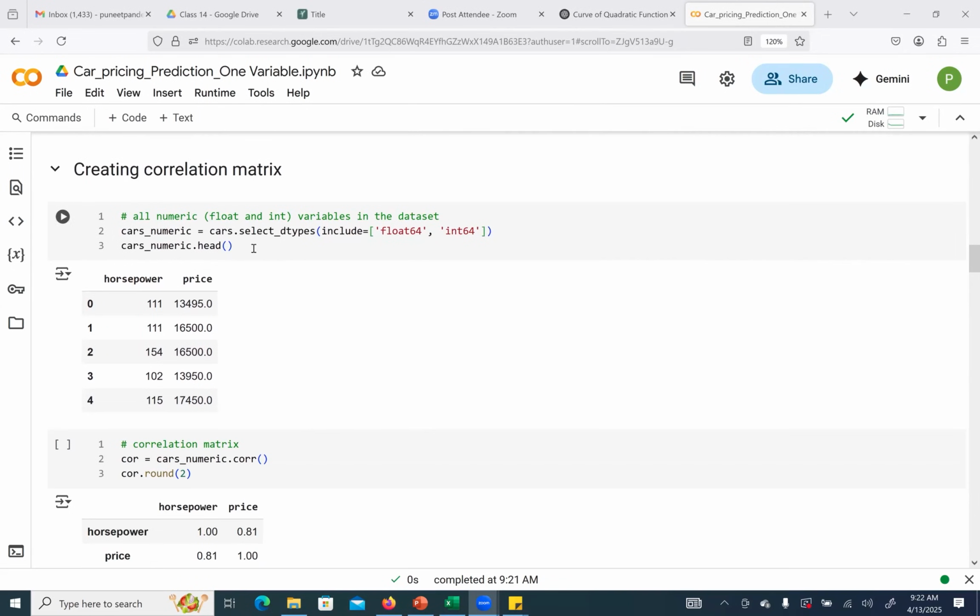So the first thing I'm doing is writing generic code so that we can use it later also. I'm first selecting all the variables which are of either integer or float type, that is, I'm only choosing the numeric columns. Why am I doing that? Because correlation can only be defined for numeric columns. It cannot be defined for categorical columns. So before creating the correlation matrix, I'm only selecting those variables which are integers.